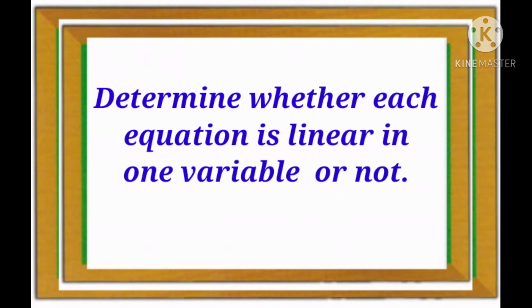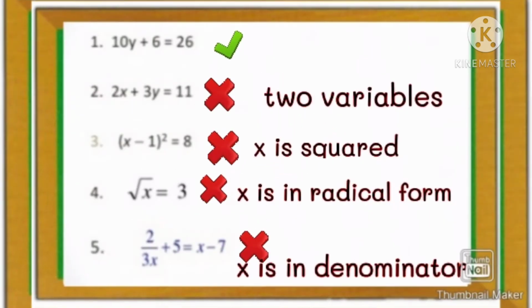Let's now determine whether each equation is linear in one variable or not. The first example is linear in one variable because the exponent is 1. The next is not because there are two variables. The third is not because x is squared. The fourth is expressed in radical form. And the last example, x is in the denominator.